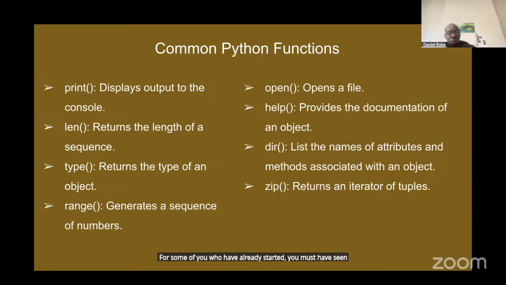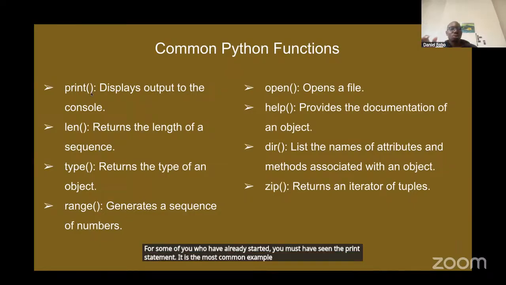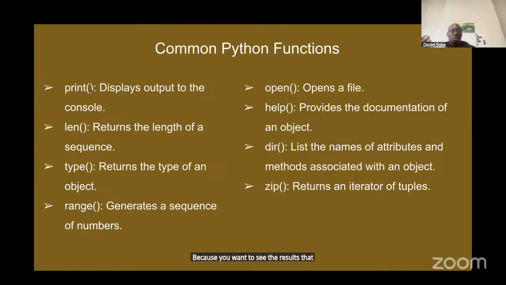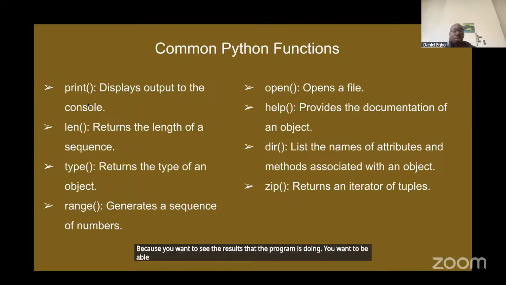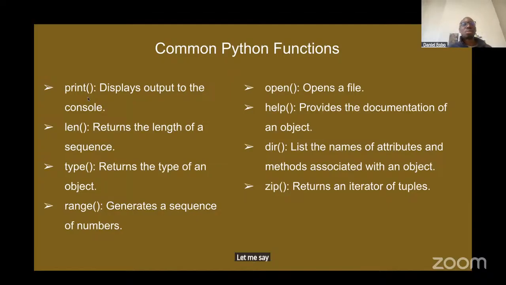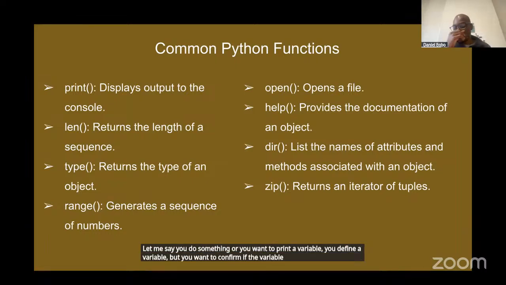It is the most common example because we want to show you the functions and what is happening. Because you want to see the results that the program is doing. You want to be able to display it. So print is an easy way of displaying the result. Let me say you define a variable, but you want to confirm if the variable has been recognized by the computer, you simply do print and it displays it for you.